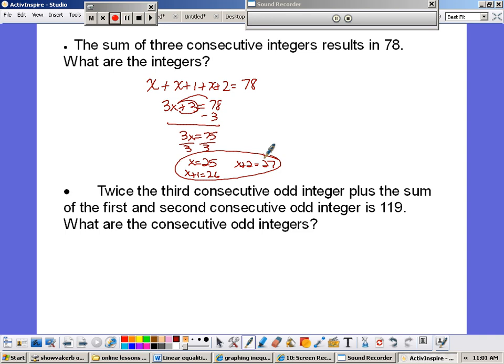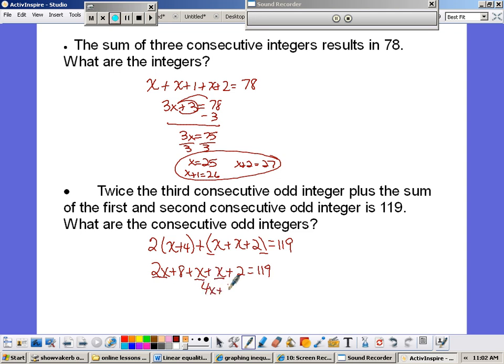Now let's do a twist on it. Twice the third consecutive odd integer. The third consecutive odd integer has a formula of x plus 4, plus the sum of the first and the second odd integers is 119. Now, because I saw the word sum, I put parentheses. I really don't need this set of parentheses right here, but it doesn't hurt either. 2x plus 8 plus x plus x plus 2 equals 119. 4x plus 10 equals 119.